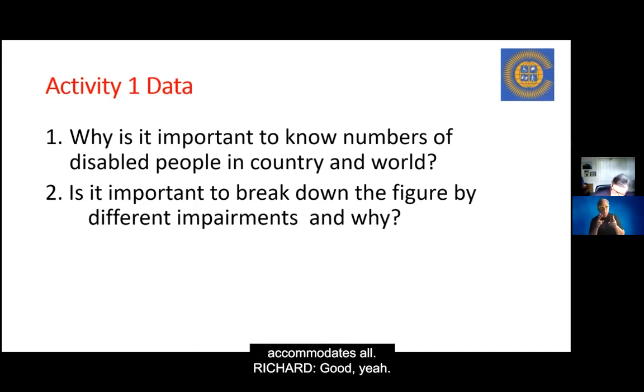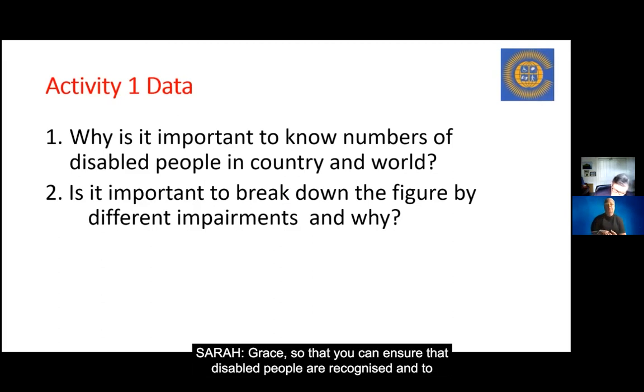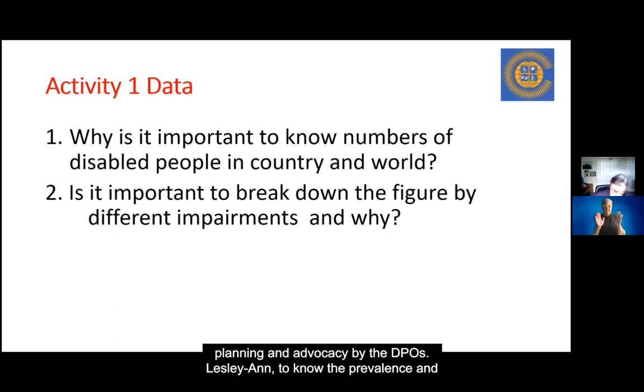Good, yeah. Grace Stalin, so that we can ensure that disabled people are recognized and to ensure that there is enough support and resources out there for disabled people. This will help in budgeting from Mkonya Newton. Goretti Biomire UG, it becomes easy for the government to take informed decisions. Yeah. Huata Diogratias, yes, it is very important because it can show the clear statistics of disabled people and also give government a proper planning and advocacy by the DPOs.